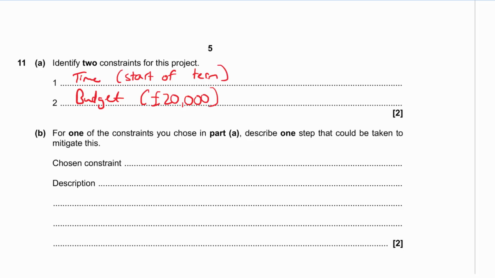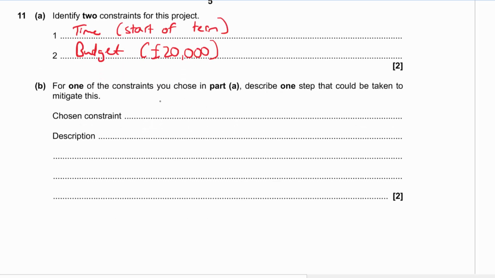I've broken the time constraint. If I spend £25,000, I'm again breaking the constraint and my project has failed. So we've got to be really careful not to deviate from this. I'm asked how we can mitigate one of these. Describe one step that could be taken to mitigate this.